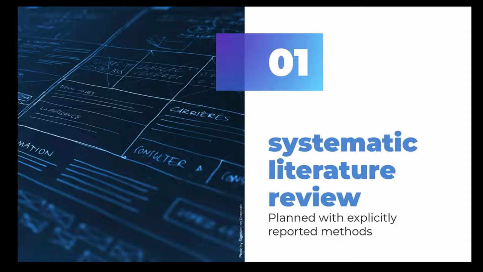So let's start with the first characteristic of high-quality lit reviews. They're systematic. They require appropriate literature search and review methods, which are reported in a way similar to qualitative or quantitative research manuscripts.